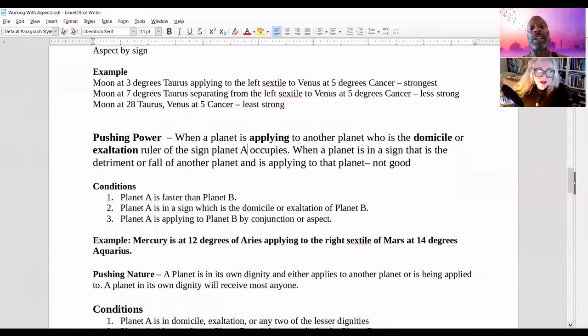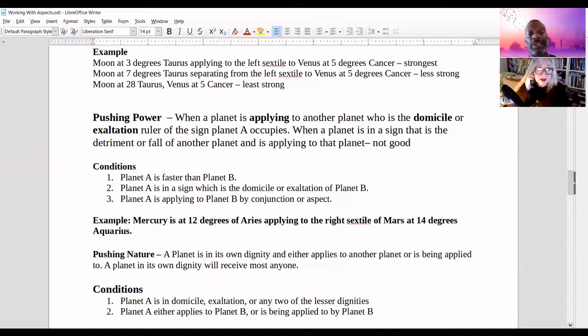All right, so conditions for pushing power. Planet A is faster than planet B. Planet A is in a sign which is the domicile or exaltation of planet B. And planet A is applying to planet B by conjunction or aspect. Now, it can't be opposition, and we'll talk about that in a second. And here's our example. Mercury is at 12 degrees of Aries, applying to the right sextile of Mars at 14 degrees Aquarius.